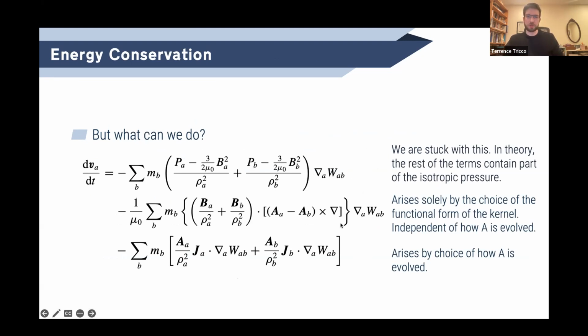This second term here, the second derivative of our kernel, arises solely by the choice of the kernel that's used to reconstruct B. Right? B is curl A. The kernel choice used there comes into this second derivative. So maybe there's something we can do there. This third piece comes about from our choice of how A is evolved, right? And we have at least some other ideas of how we could address that.